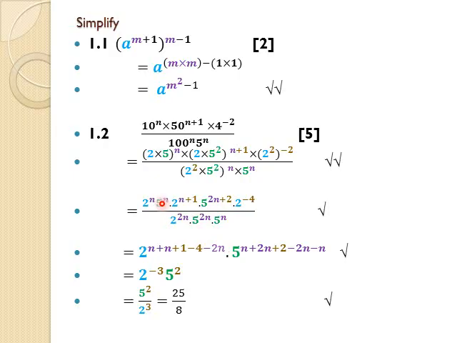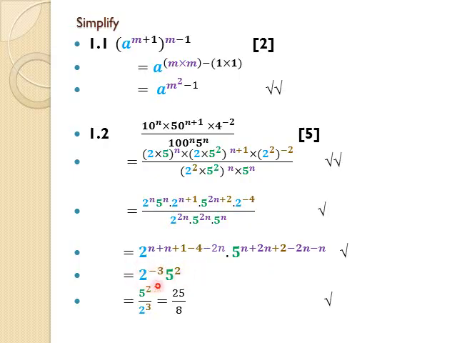Go to base 5. On top, I have n plus 2n plus 2. If I come below the division line and we change the signs, that becomes minus 2n minus n. So n plus n, 2n minus 2n cancel. 1 minus 4 gives me negative 3. The n plus 2n gives me 3n, minus 2n gives me 1n, minus n cancel. I'm left with 5 to the power 2.